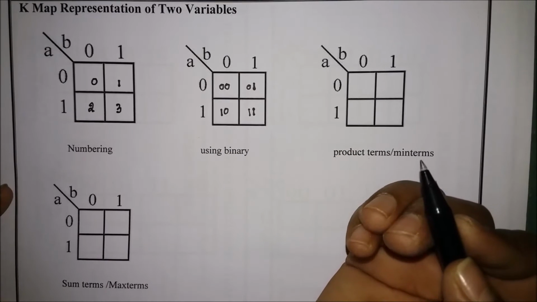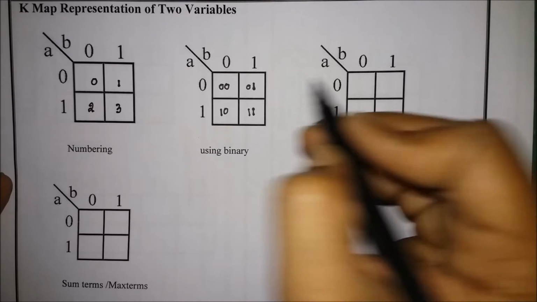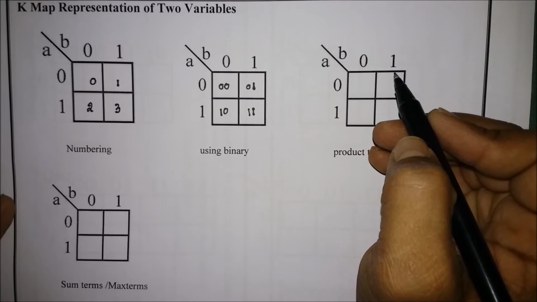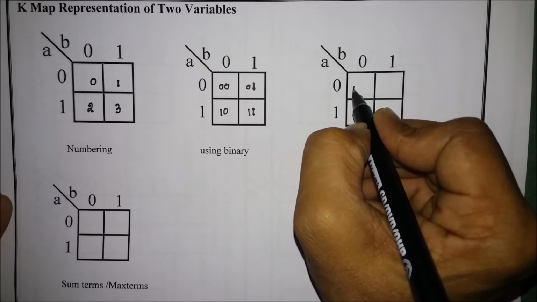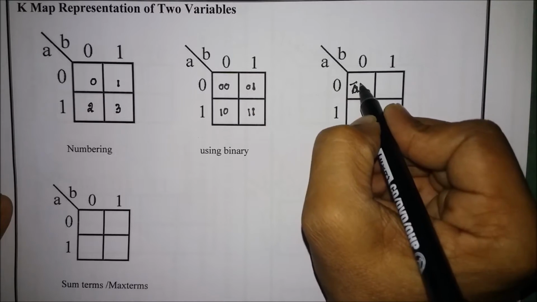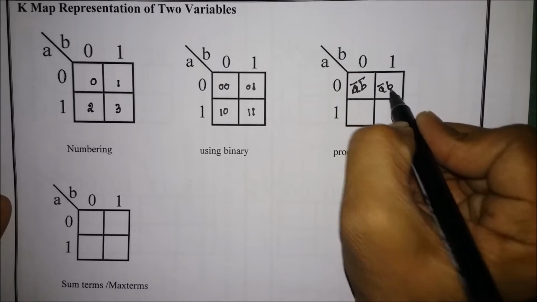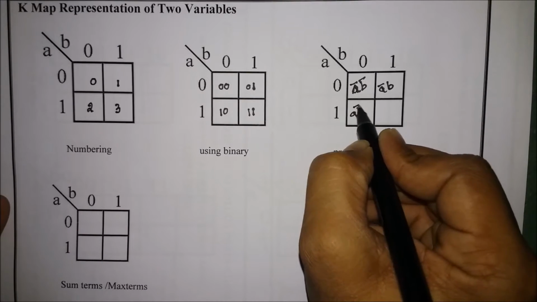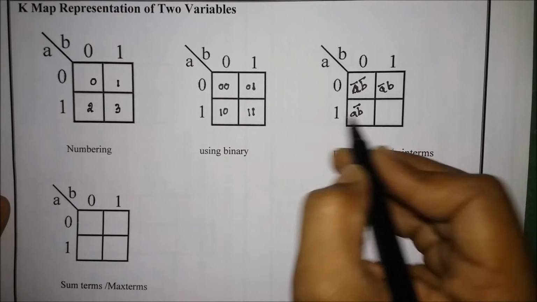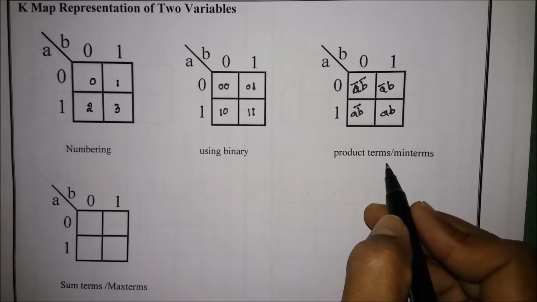Now, if I want to represent the same K-map using the product terms or the min terms, as we know, in the SOP form, the normal variable will be taking the value of 1 and a complemented variable will be taking the value of 0. So the first cell is A bar B bar. The second cell is A bar B, the third cell is A B bar, and the fourth cell is 11, that is A B. That is in terms of your product terms, nothing but your min terms.